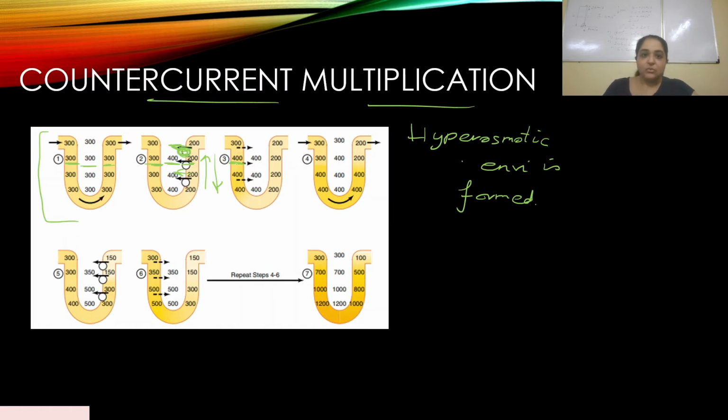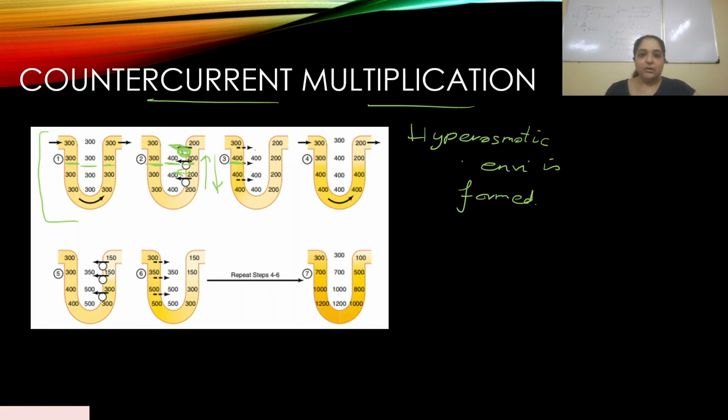Now water has moved out into this region, so it has balanced itself out. Now 400, 400, 400, 400, 400, 400. So solutes are moving out from the ascending limb of the loop of Henle, and water is moving out from the descending limb. On one side you have salts coming out, on the other side water coming out. That's how the hyperosmolar region is being created.